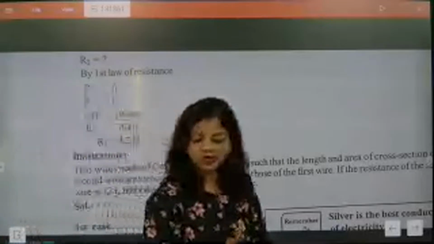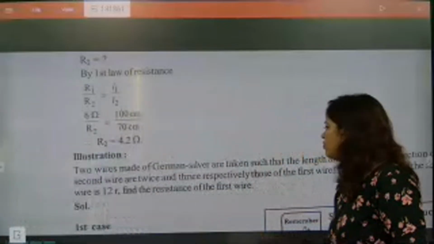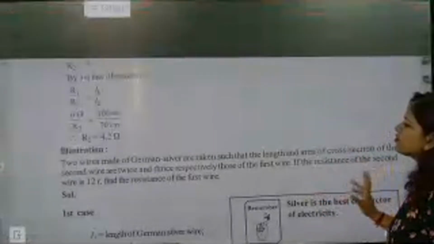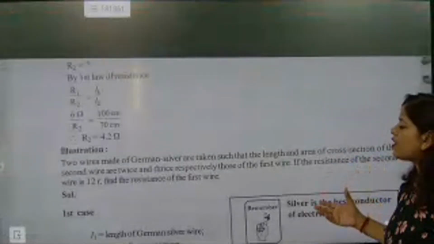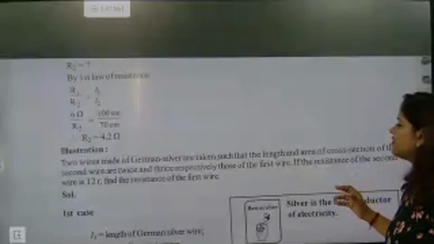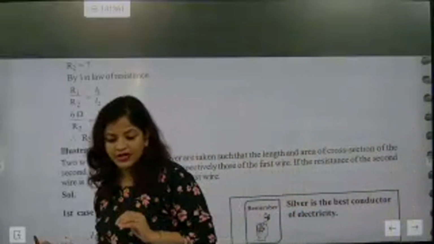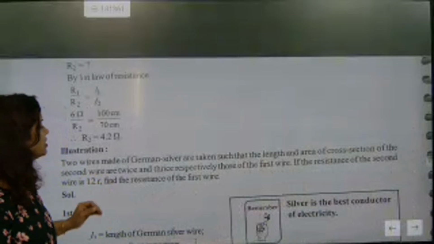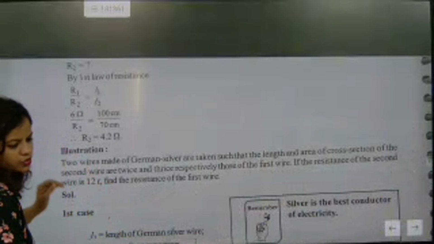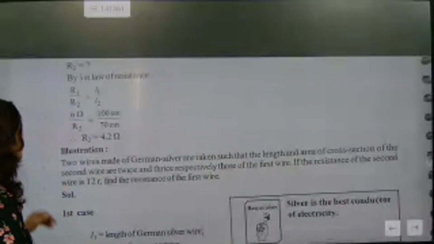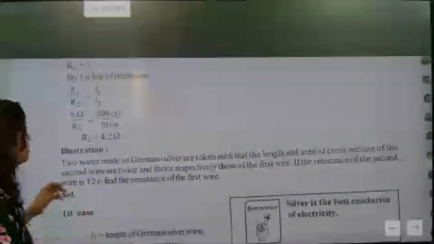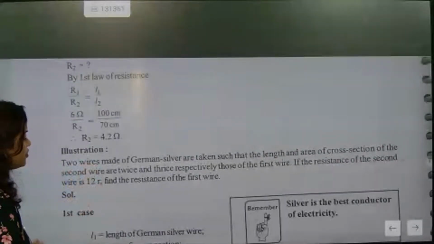So we were exactly discussing that numerical, and the 4.2 ohm we got. Now here, what they are talking about: two wires made of German silver are taken such that the length and area of cross section of the second wire are twice and thrice respectively those of the first wire. If the resistance of the second wire is 12R, find the resistance of the first wire.